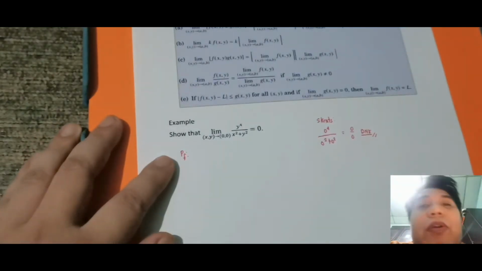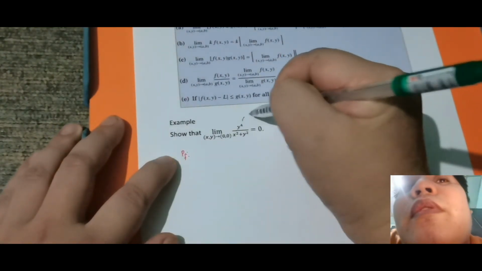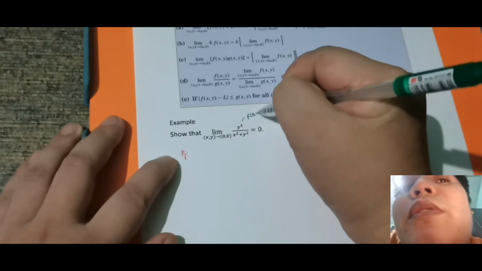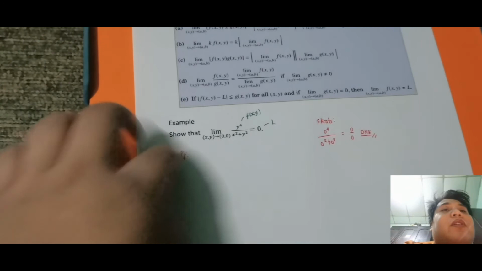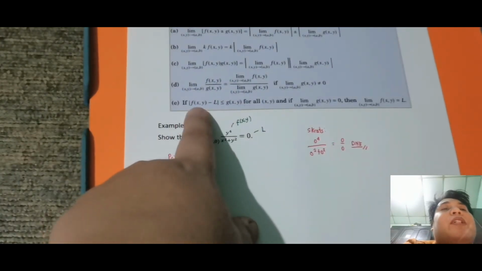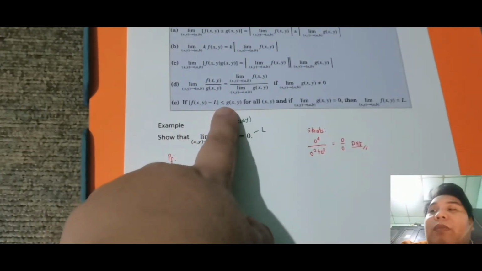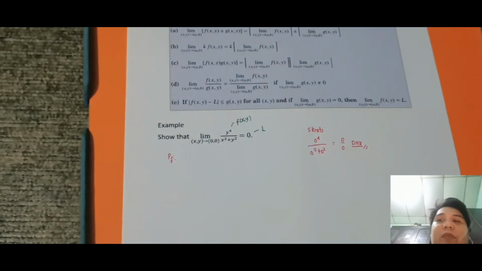So f of x comma y natin dito ay yung mismong buong function. Yung limit natin ay 0. Okay, so ang sabi sa pattern, if the absolute value of f of x comma y minus 0 is less than or equal sa g of x comma y. Okay, so again, g of x comma y. So paano naman natin makukuha yung g of x comma y?